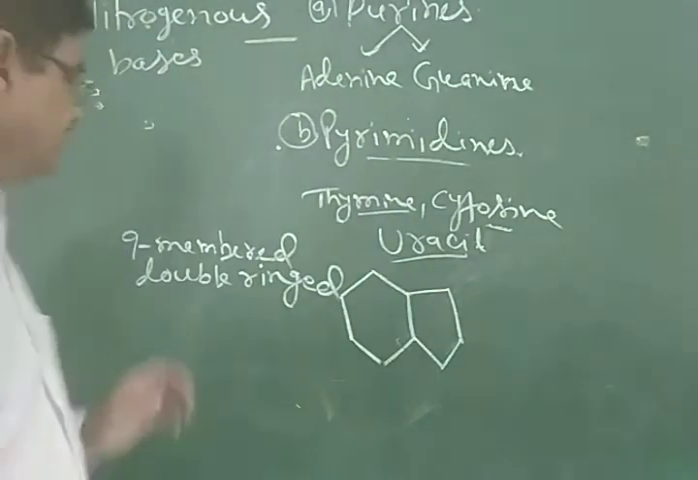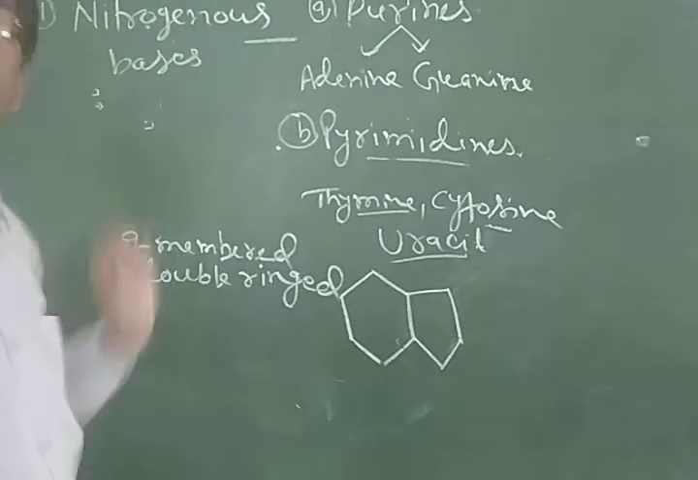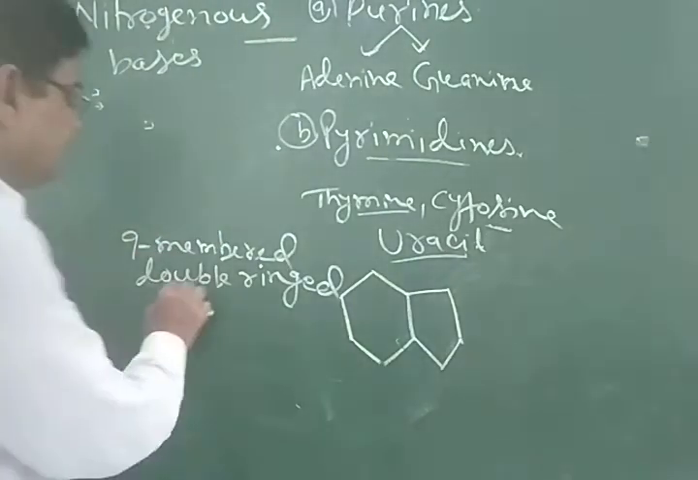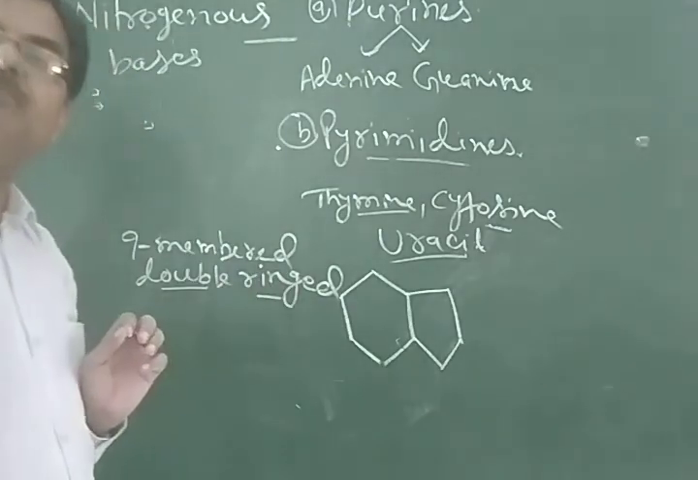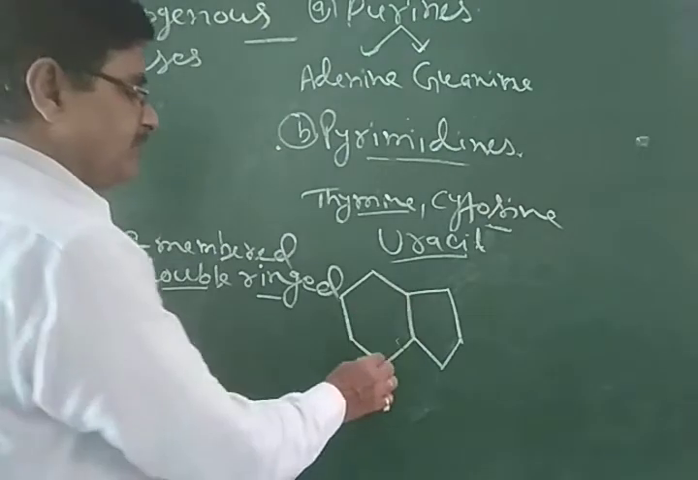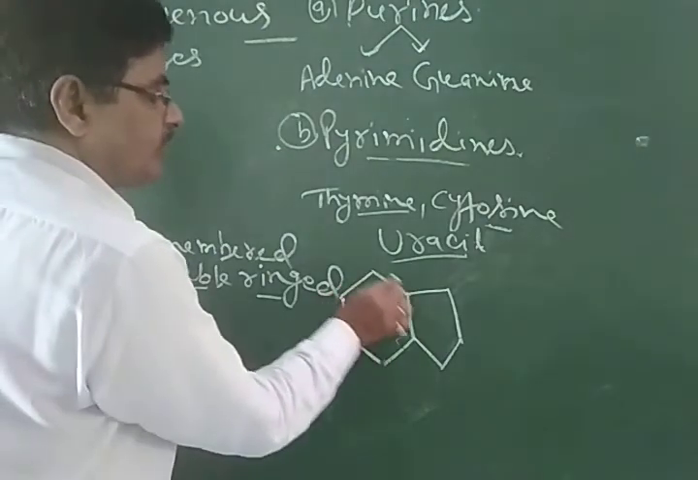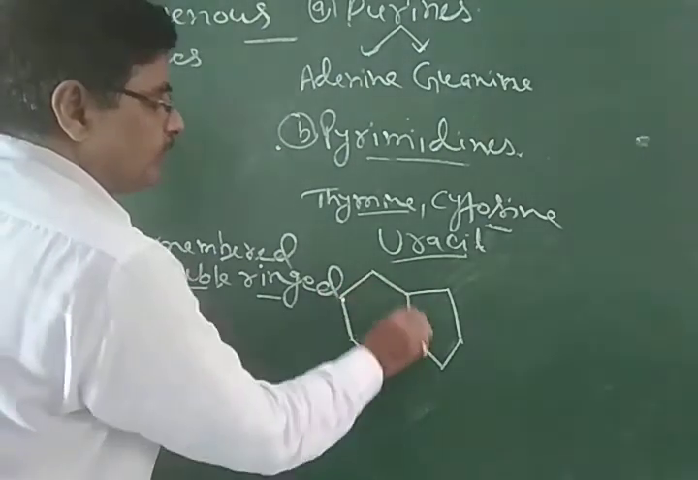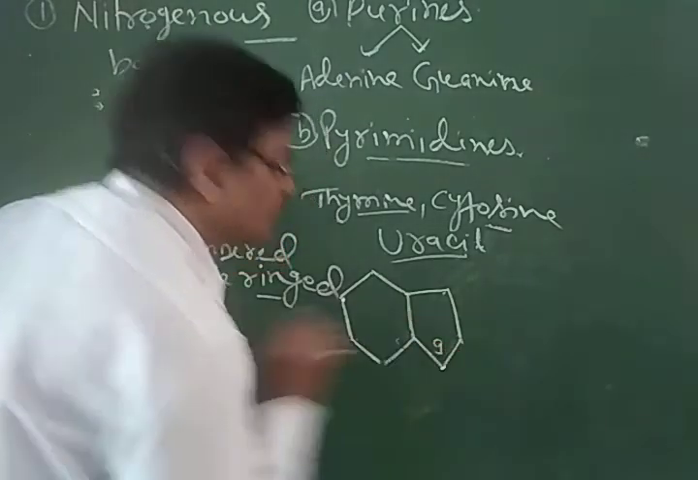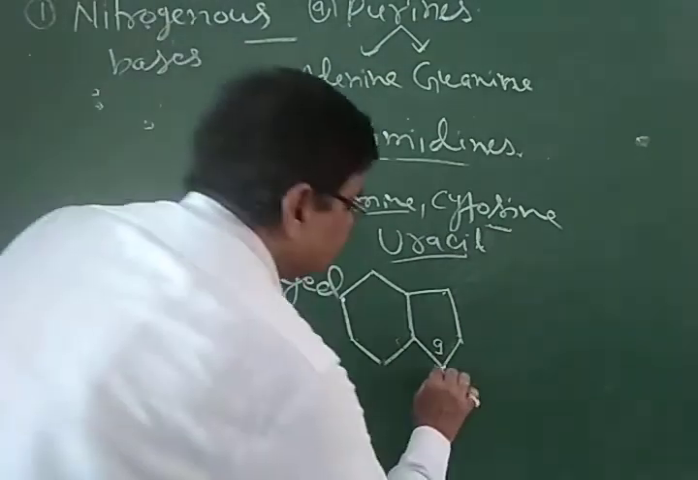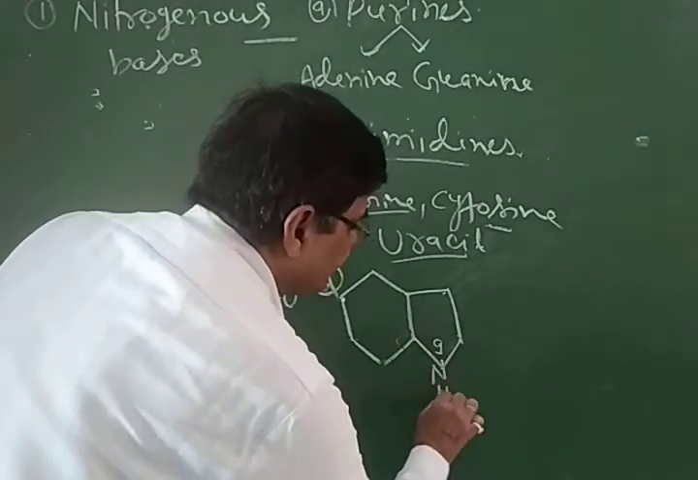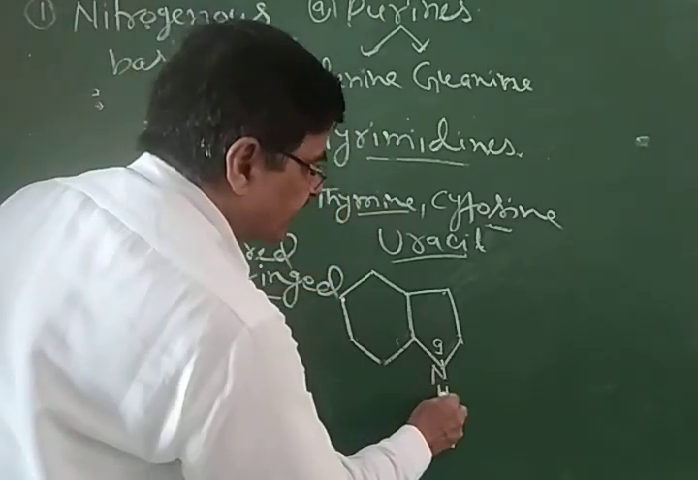So purines are nine-membered structure, or you can say the double ringed structure or dicyclic structure. Nine-membered means 1, 2, 3, 4, 5, 1, 2, 3, 4, 5, 6, 7, 8, 9. Now this is the ninth position. At ninth position, there is the NH group. That is a very important group, this NH group at the ninth position.